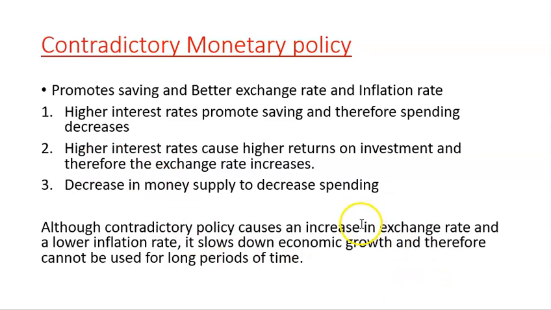And then the last one, again, they work hand in hand, but it's a decrease in the money supply to decrease spending. If you don't leave as much money available in your economy, there's not going to be as much spending going on, guys. Okay. Then I said here at the bottom, although contradictory policy causes an increase in exchange rates and a lower inflation rate, it slows down the economic growth and therefore cannot be used for long periods of time, guys.